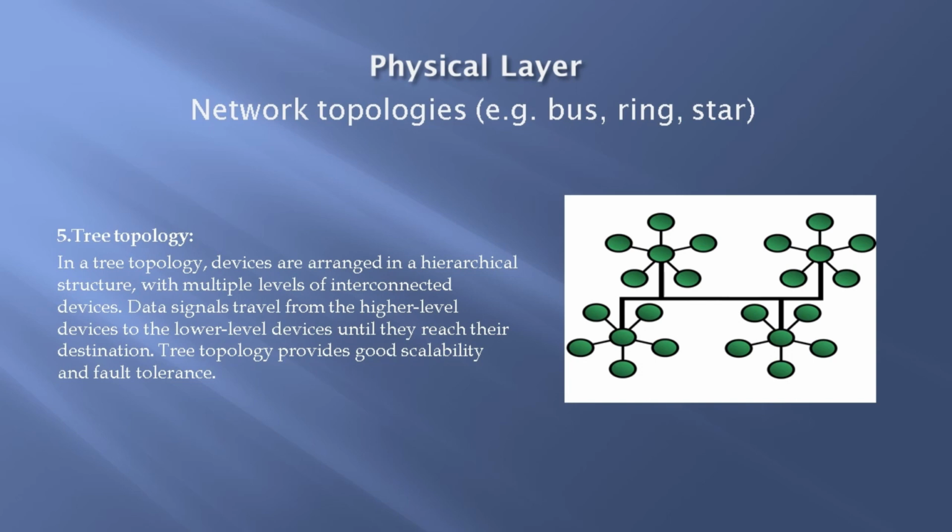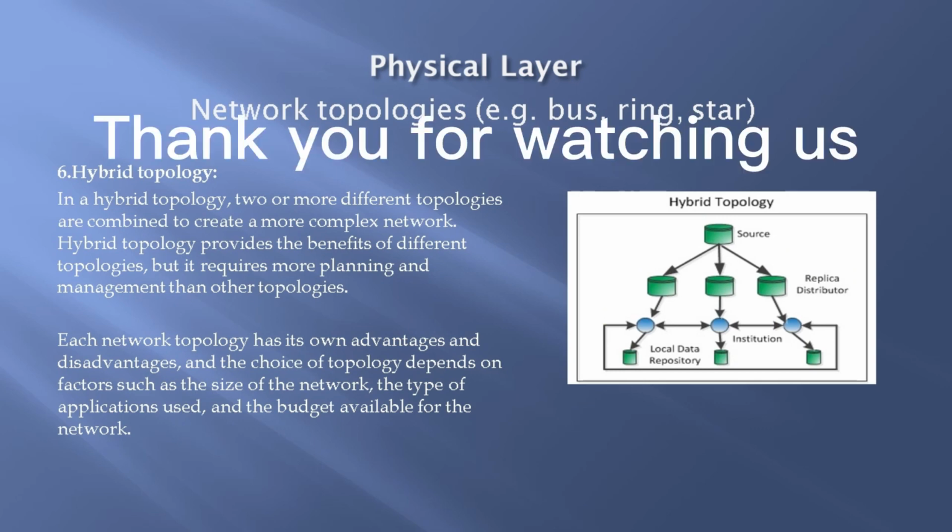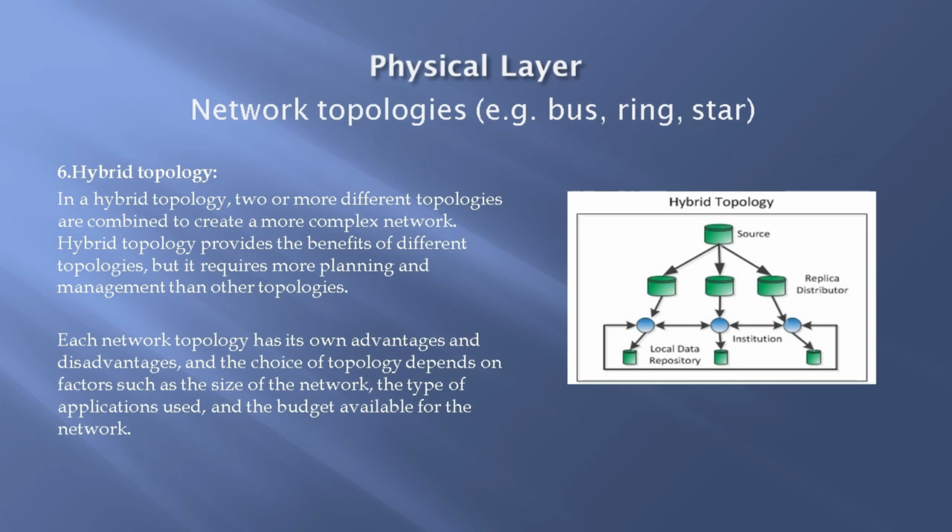5. Tree topology. In a tree topology, devices are arranged in a hierarchical structure with multiple levels of interconnected devices. Data signals travel from the higher-level devices to the lower-level devices until they reach their destination. Tree topology provides good scalability and fault tolerance. 6. Hybrid topology. In a hybrid topology, two or more different topologies are combined to create a more complex network. Hybrid topology provides the benefits of different topologies, but it requires more planning and management than other topologies.